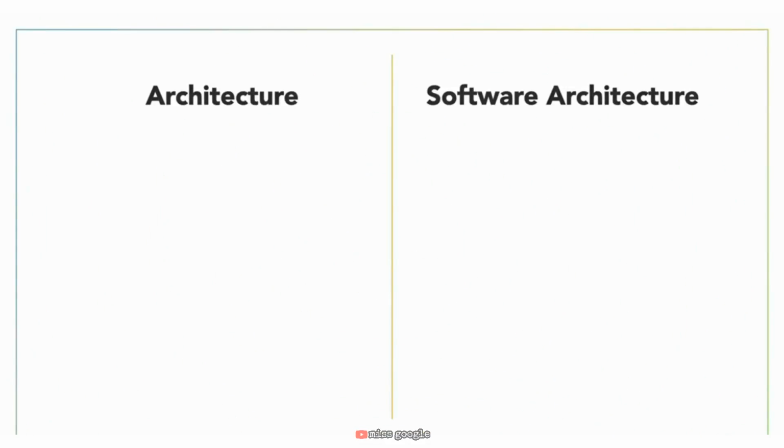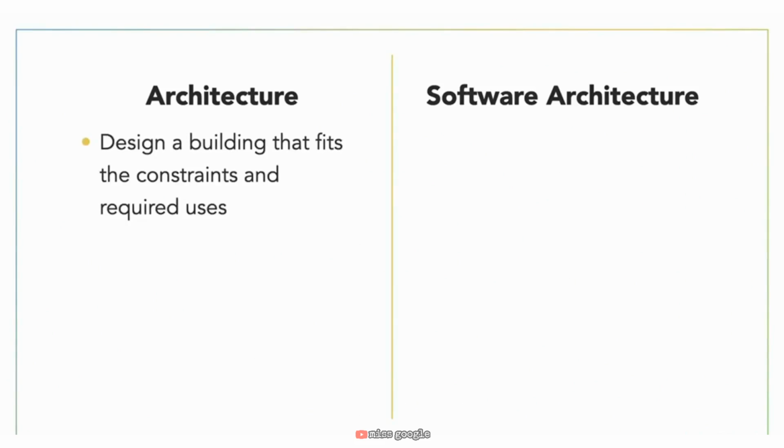First, let's take a look at the goals of both architecture and software architecture. With architecture, the goal, in a very general sense, is to design a building that fits the constraints and required uses. So right here we have constraints on one hand, which are things that are challenging about the project, things like budgets and zoning restrictions, and we also have the required uses. That's what the people who are building this structure need it to do.